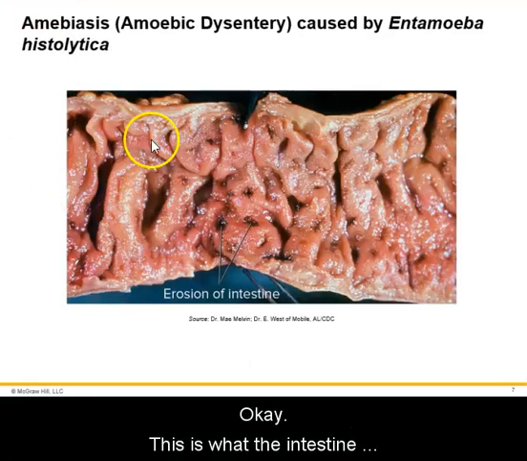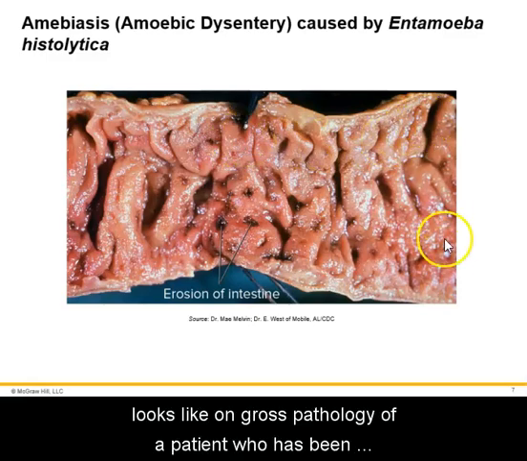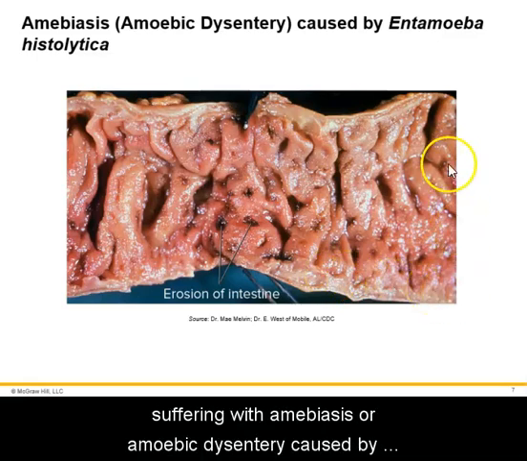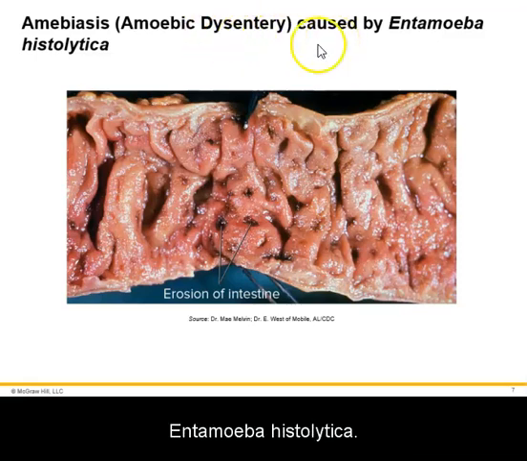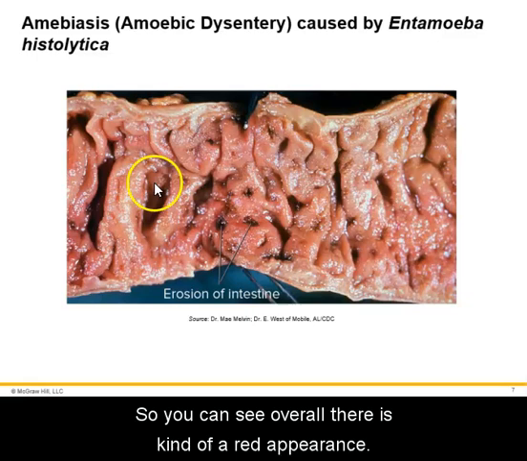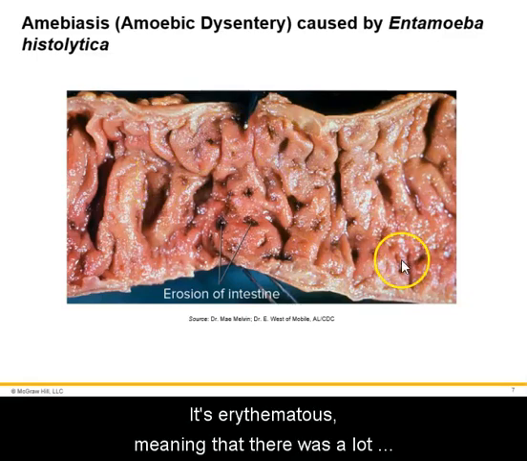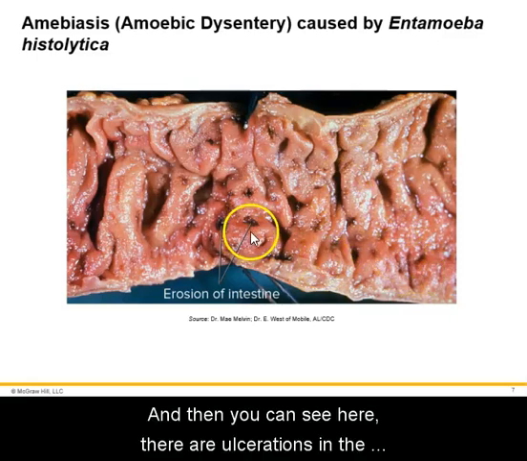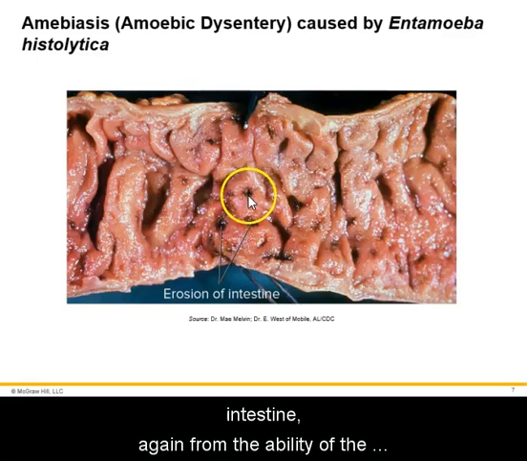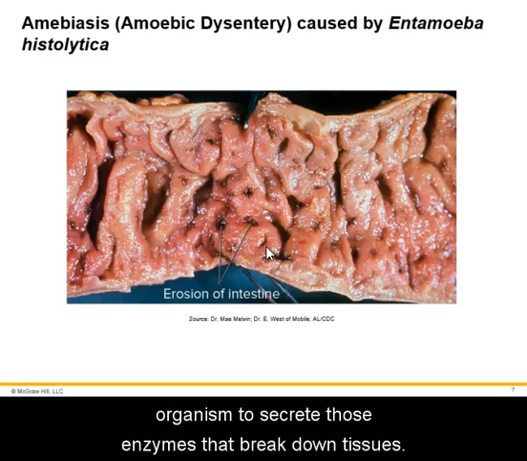Okay, this is what the intestine looks like on gross pathology of a patient who has been suffering with amoebiasis or amoebic dysentery caused by Entamoeba histolytica. So you can see overall there is kind of a red appearance. It's erythematous, meaning that there was a lot of inflammation. And then you can see here there are ulcerations in the intestine. Again, from the ability of the organism to secrete those enzymes that break down tissues.